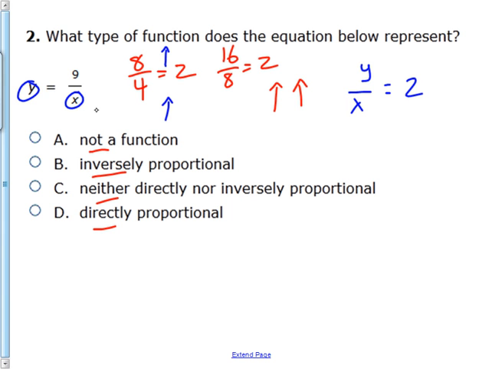So let's think about this. If I had a 1 here, I would end up with a 9 here. 9 divided by 1 is 9. Now, because this is a 9, let's use a multiple of 3. So I'm going to say 9 divided by 3 is equal to 3. So what just happened? My x value increased, and my y value decreased. So whenever we have that happening, we say that we have an inversely proportional relationship. When x is increasing, y is decreasing. Okay, so that's the end of our lesson for today.